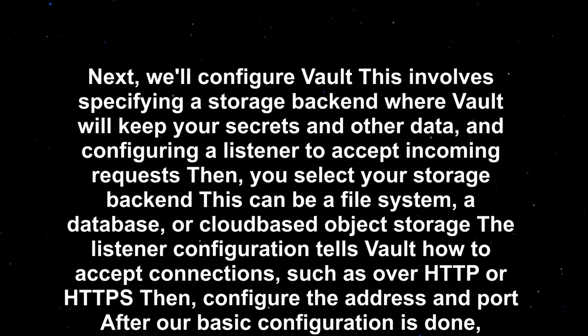Then, you select your storage backend. This can be a file system, a database, or cloud-based object storage. The listener configuration tells Vault how to accept connections, such as over HTTP or HTTPS. Then, configure the address and port. After our basic configuration is done, running the Vault server will enable Vault to start listening for connections.